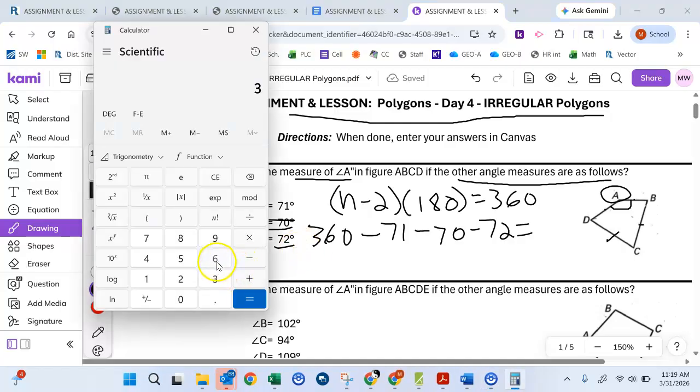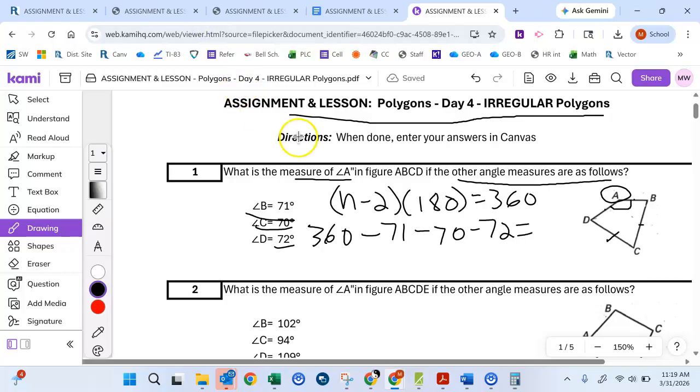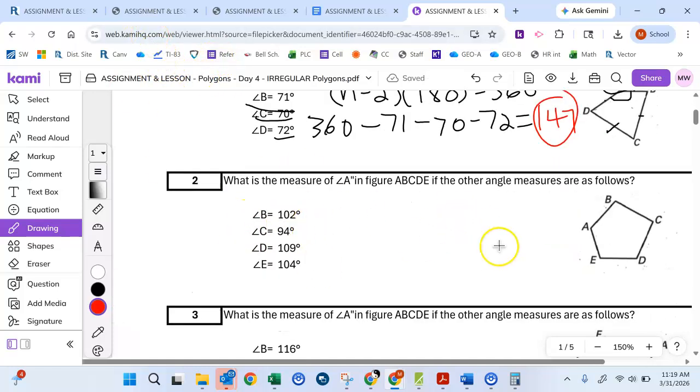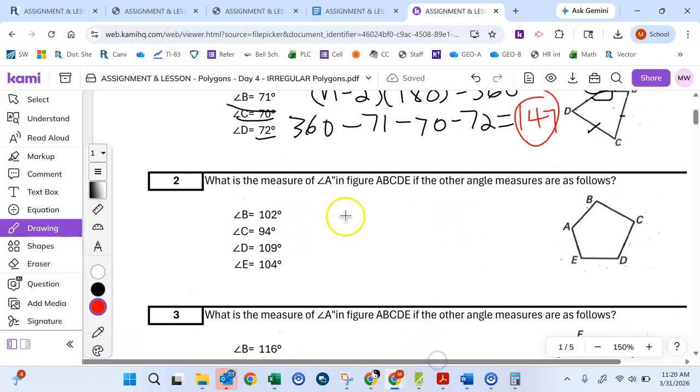Okay, so 360 minus 71 minus 70 minus 72 equals 147. So that's what I get for this. Okay, so that's going to be 147. Okay, all right. So if you understand, you may want to try number 2 to see what you get on that. You can pause the video and come back if you want, and then I'll show you.